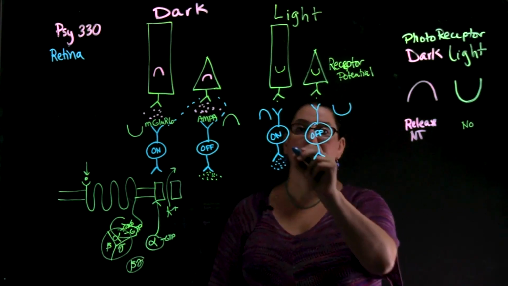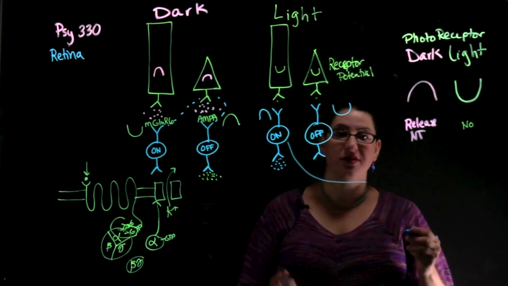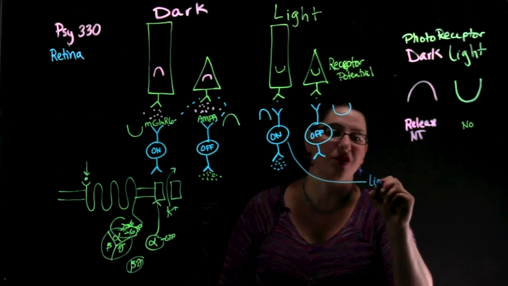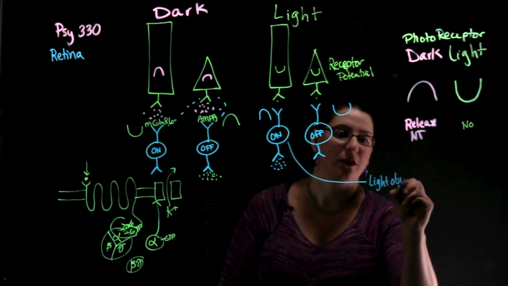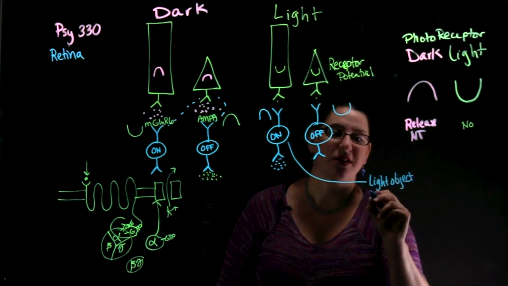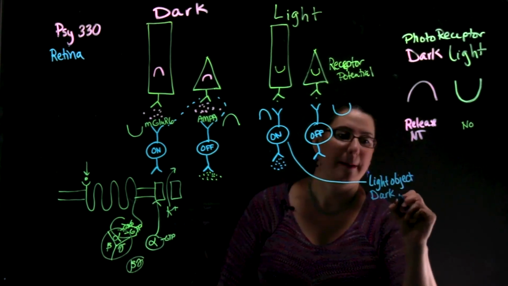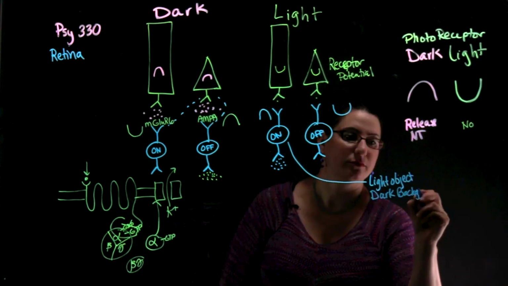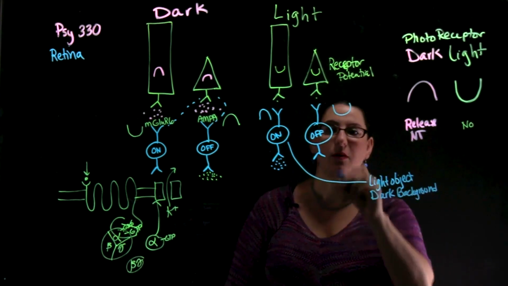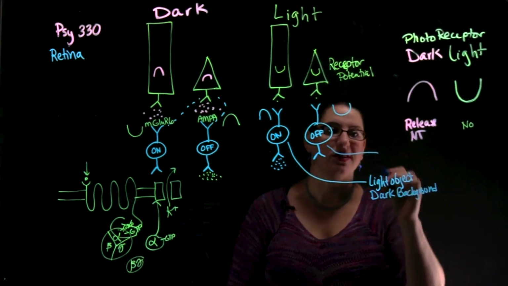The on bipolar cell helps us perceive information about a light object on a dark background, while the opposite is true for the off bipolar cell.